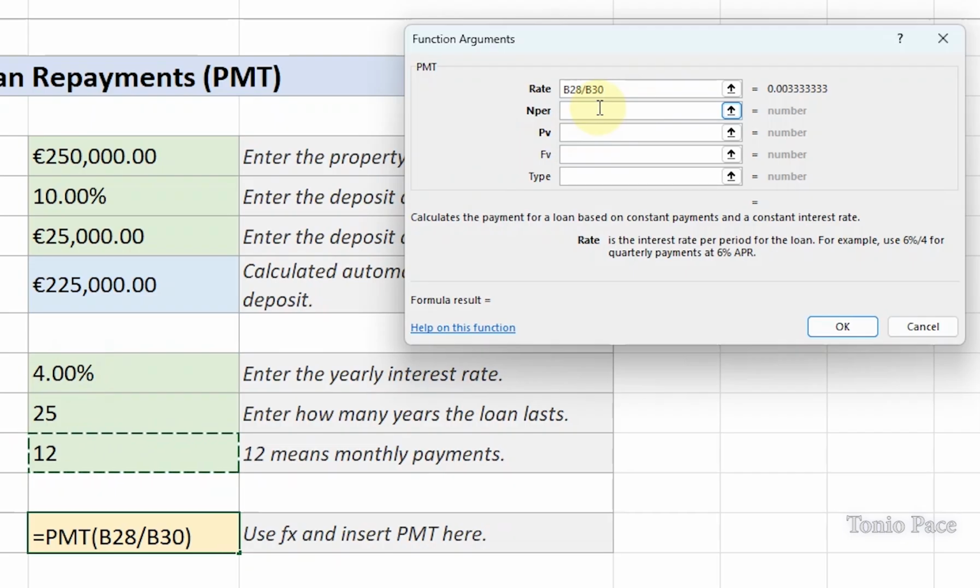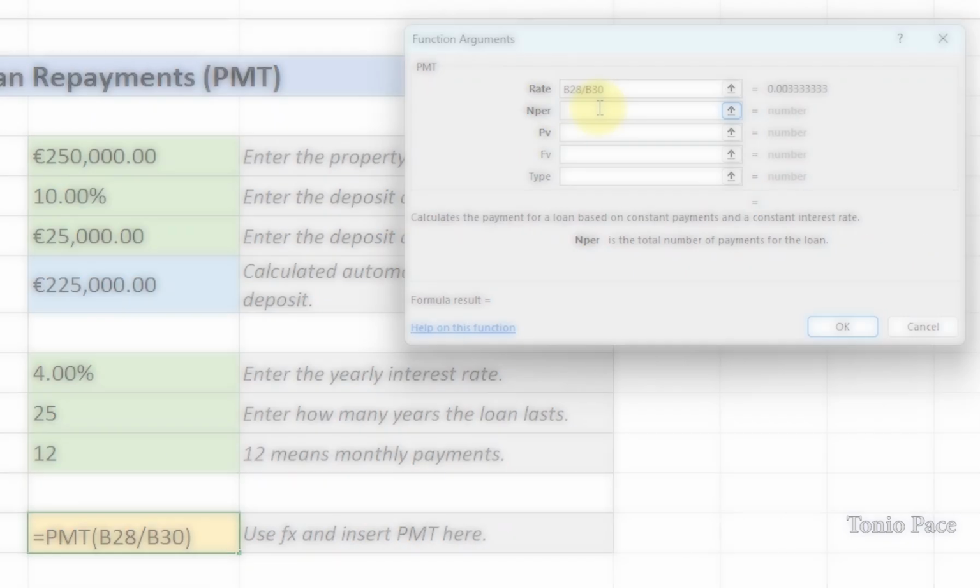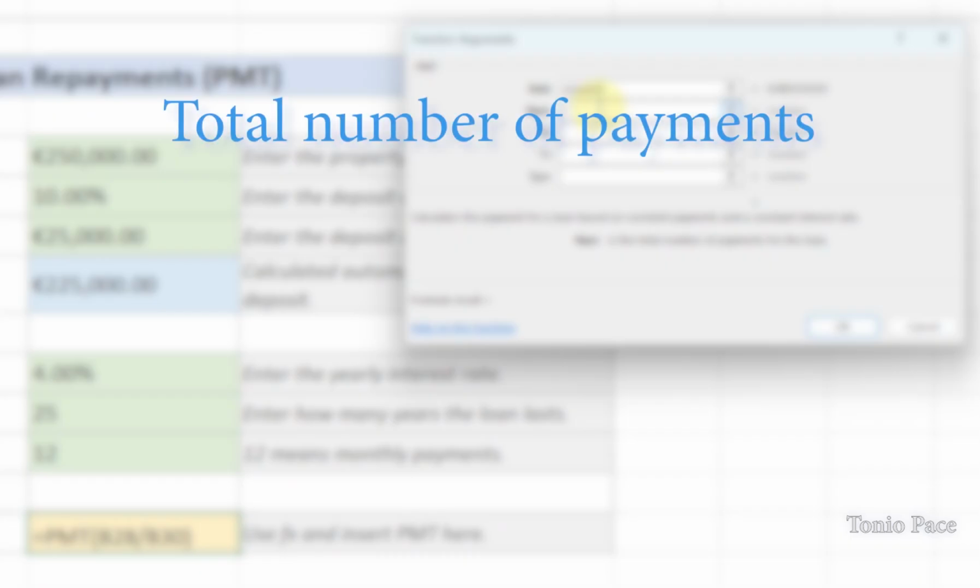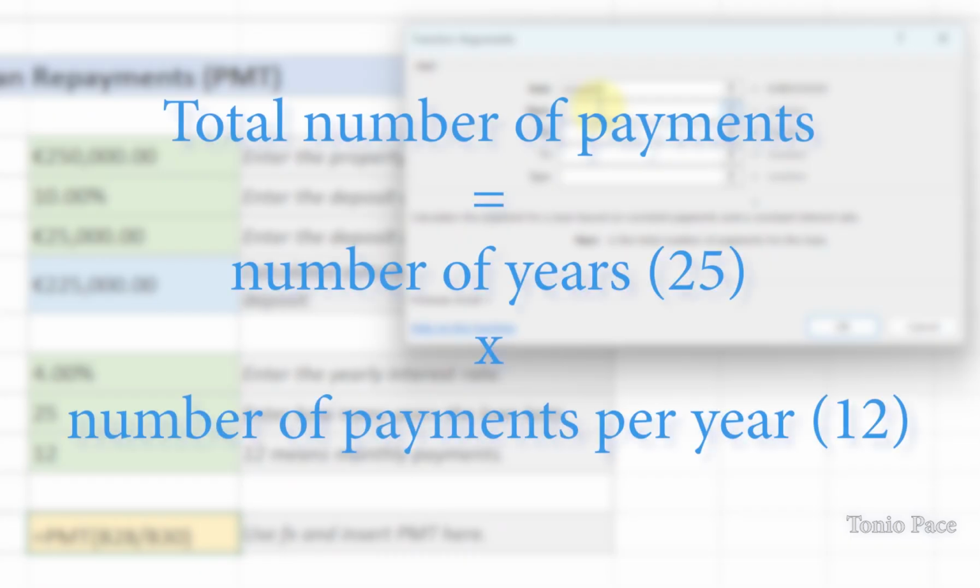The next argument is Nper, which stands for number of periods. This is the total number of payments over the life of the loan. If the loan lasts 25 years and payments are made monthly, then the total number of payments is 25 multiplied by 12.